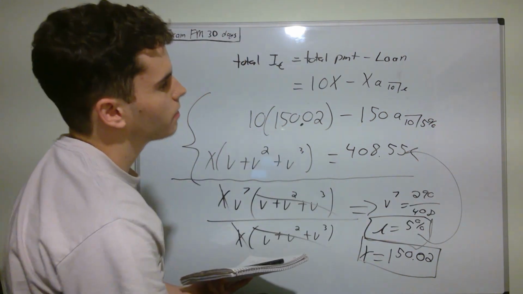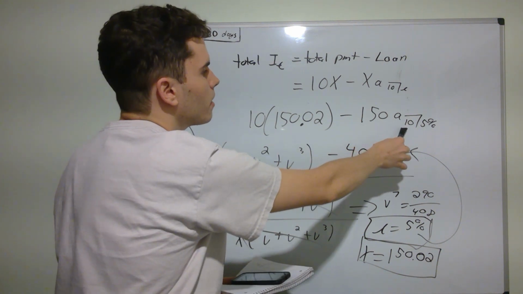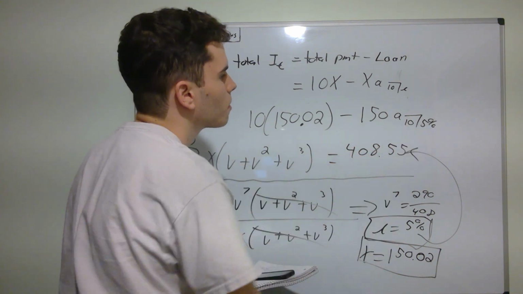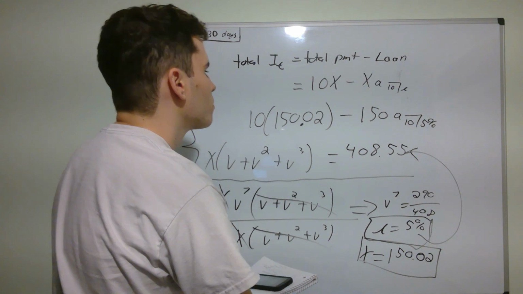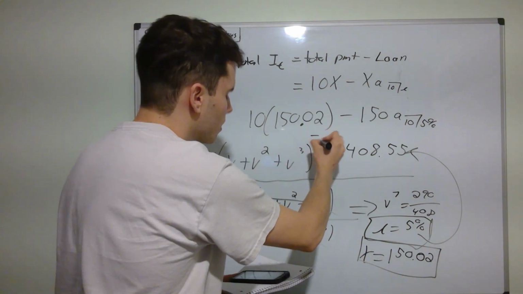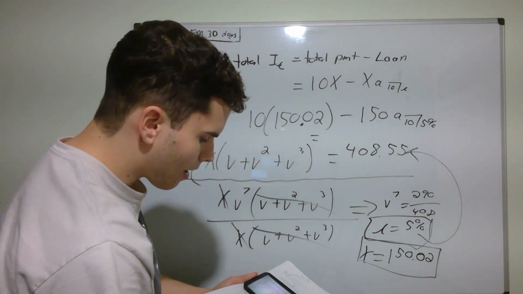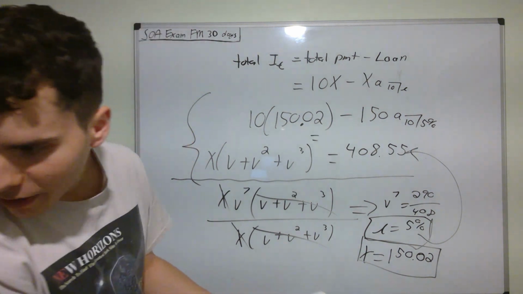Okay, and then use our TVM for this. Payments of 150.02 and 10, I over Y is 5, future value is 0. Compute the present value, and then again, it's the total payment minus the loan, which should give us a final answer. I didn't write it down, and I don't have my calculator with me.